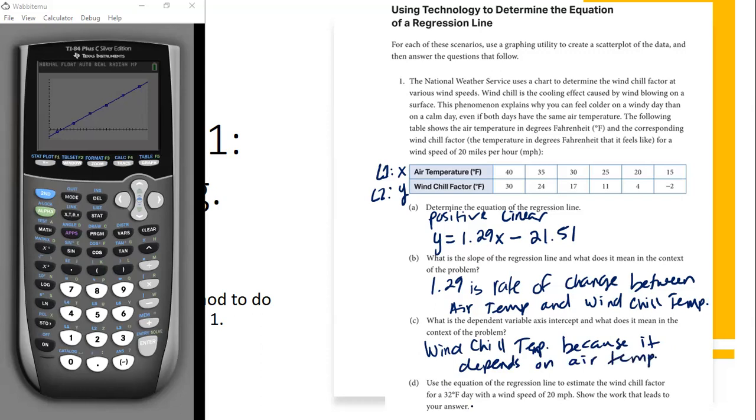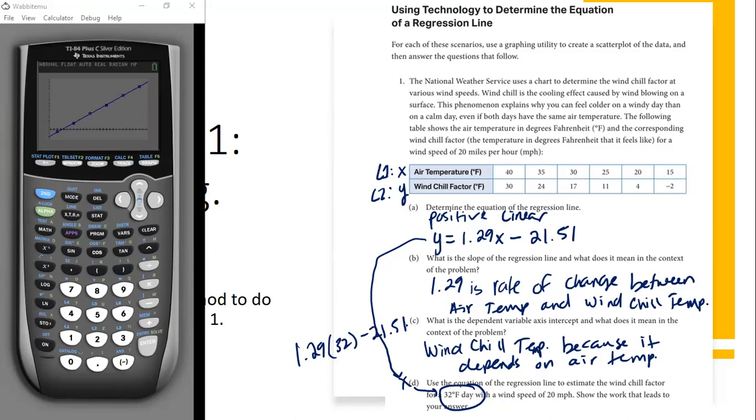Okay. Last question, it says, use the equation of the regression line to estimate the wind chill factor for a 32-degree Fahrenheit day with wind of 20 miles per hour. Okay. So what this is telling us is that we are given our X, right? This is our X. So if I'm giving you your X and we have our equation, all we're doing is to do what with this X? We're going to replace it. We're going to plug it in, right? We're going to substitute. So what we're looking for is 1 and 29/100 times 32 minus 21 and 51/100.